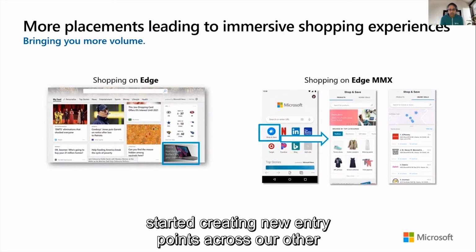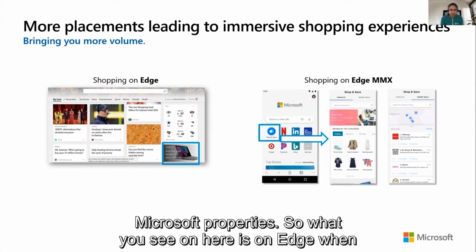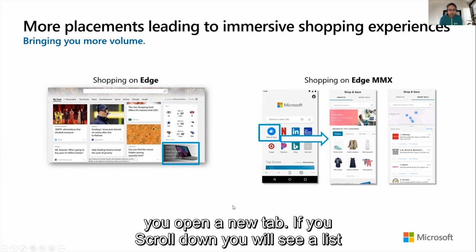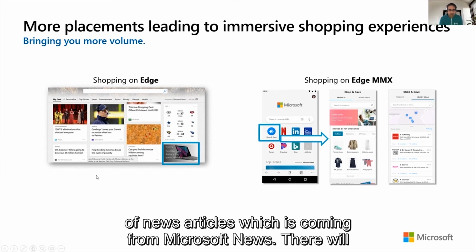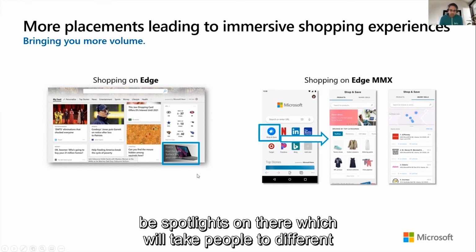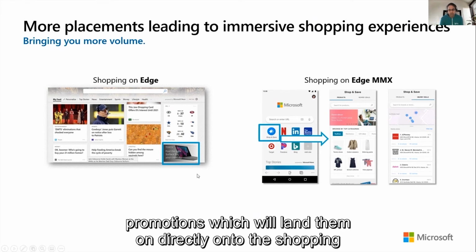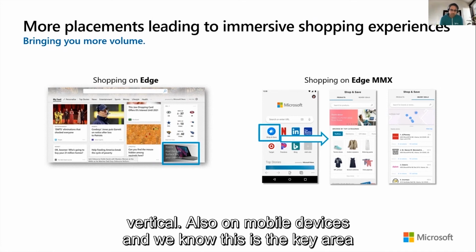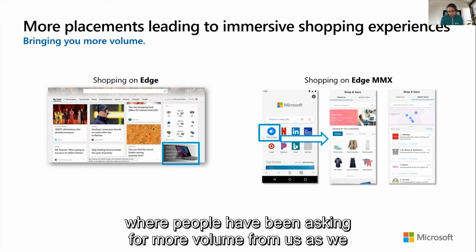We're also looking at ways of bringing you more volume. So we started creating new entry points across our other Microsoft properties. What you see on here is on Edge, when you open a new tab, if you scroll down, you will see a list of news articles, which is coming from Microsoft News. There will be spotlights on there, which will take people to different promotions, which will land them directly onto the shopping vertical.